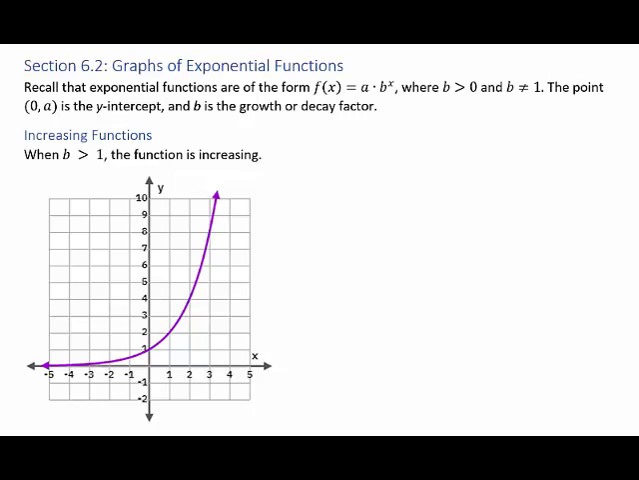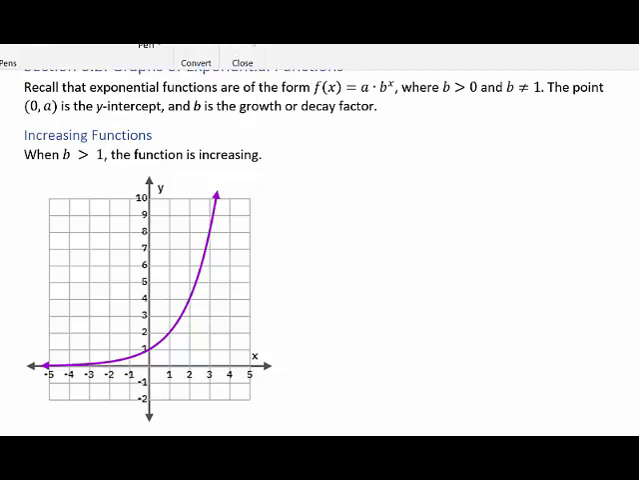In section 6.2, we're going to look at the graphs of exponential functions. Recall that exponential functions are of the form f(x) = a times b to the x, where b is greater than 0, but b can't equal 1. The point (0, a) is the y-intercept, and b is the growth or decay factor. When b is greater than 1, the function is going to be increasing.